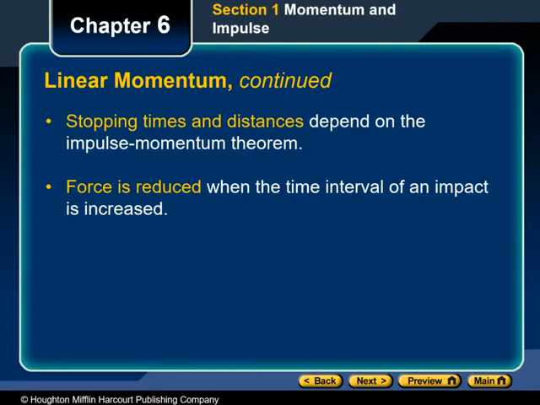Force is reduced when the time interval of an impact is increased. The impulse-momentum theorem is used to design safety equipment that reduces the force exerted on the human body during collisions. Examples of this are the nets and giant air mattresses firefighters use to catch people who might jump out of a tall burning building. The relationship is also used to design sports equipment and games.